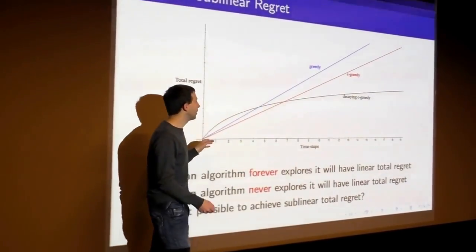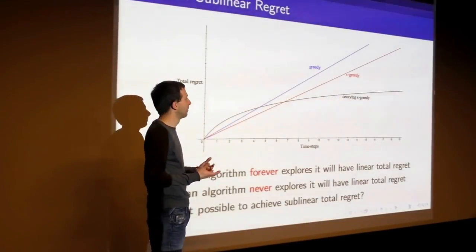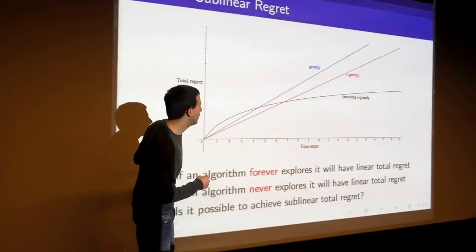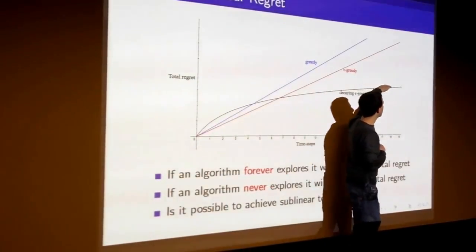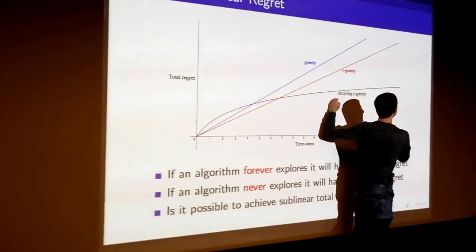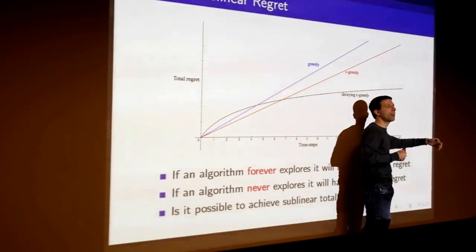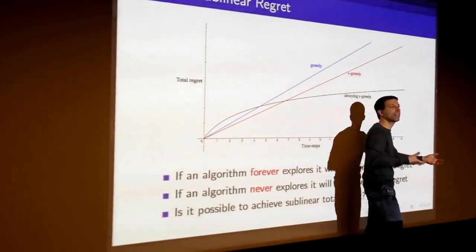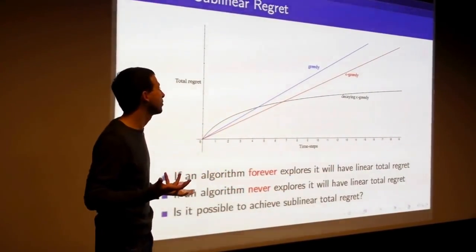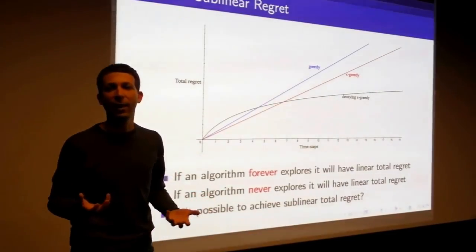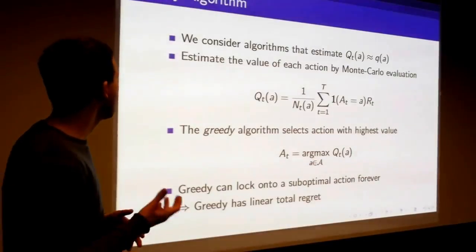When we act greedily, we also incur this linear regret, as we'll see, because we might lock onto the wrong action. And the question is, can we ever get sublinear regret? We want something that starts to asymptote out. We want something which gets less and less regret as we see more and more, so we do better and better and regret our choices less and less as we go on. How can we achieve that? Is it possible to achieve sublinear total regret? Happily the answer is yes, and we'll see why.